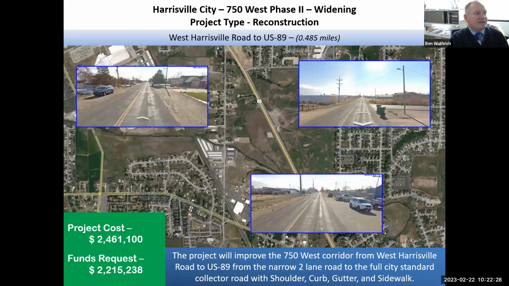The next project is also in Harrisville. This is on the same facility, 750 West. This is a widening of this particular section between West Harrisville Road and US 89, just under a half mile in length. Estimated project cost is 2.4 plus million. Funds being requested are 2.2 plus million.